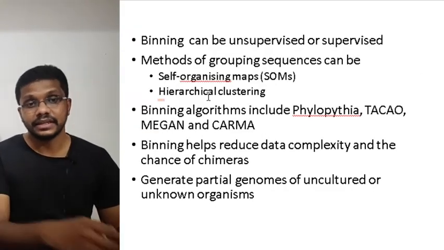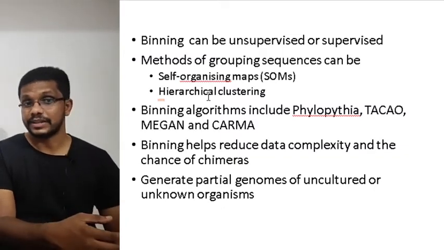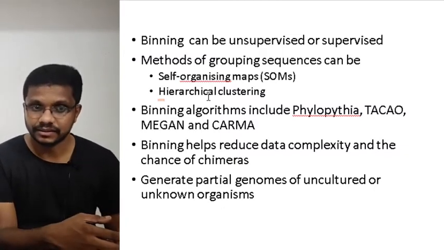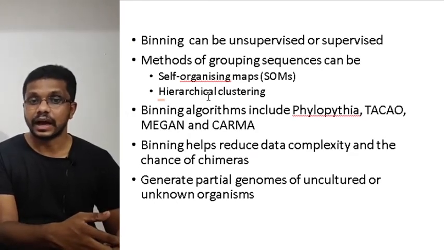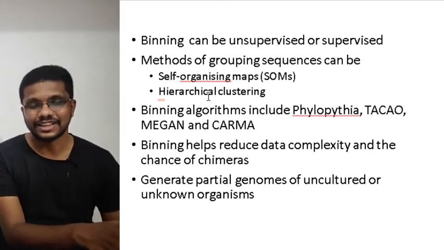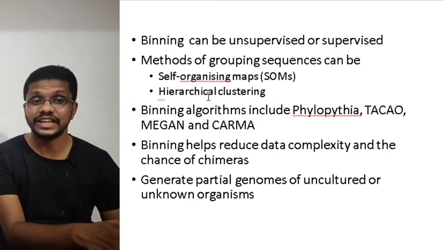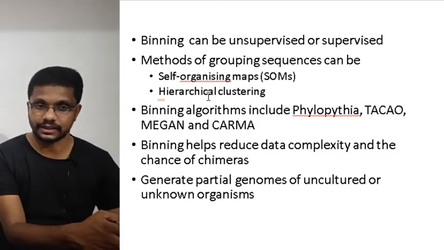The binning can be unsupervised or supervised, and the method of grouping can be self-organizing maps or hierarchical clustering. Binning algorithms include Phytopia, Takago, Megan, and Karma. So these are the names of different algorithms. Binning actually helps to reduce the complexity of data, and it also helps to reduce the chances of producing chimeras.